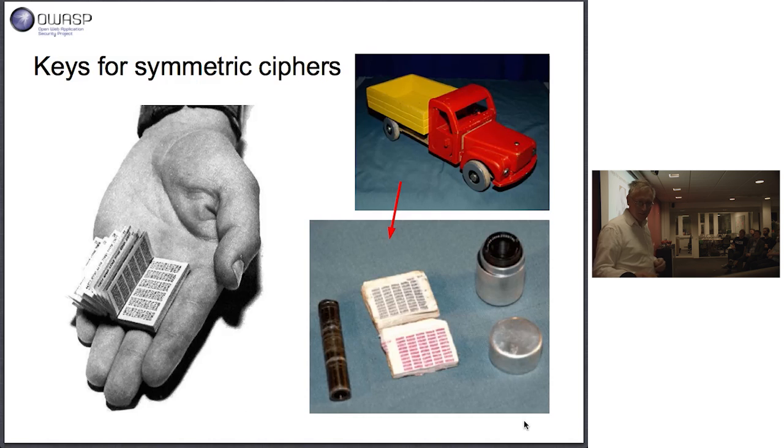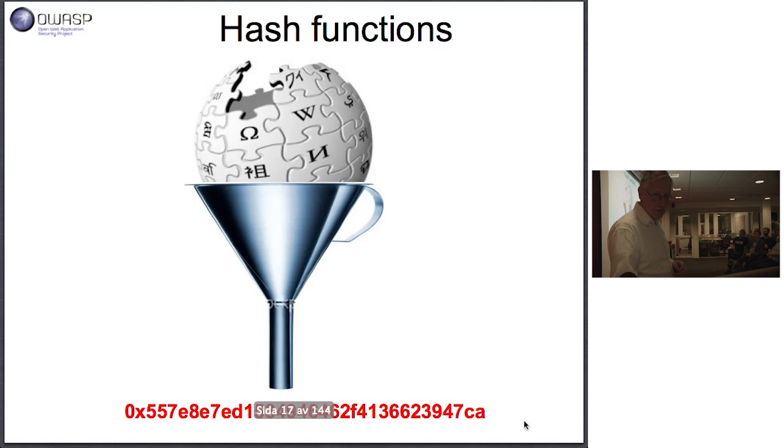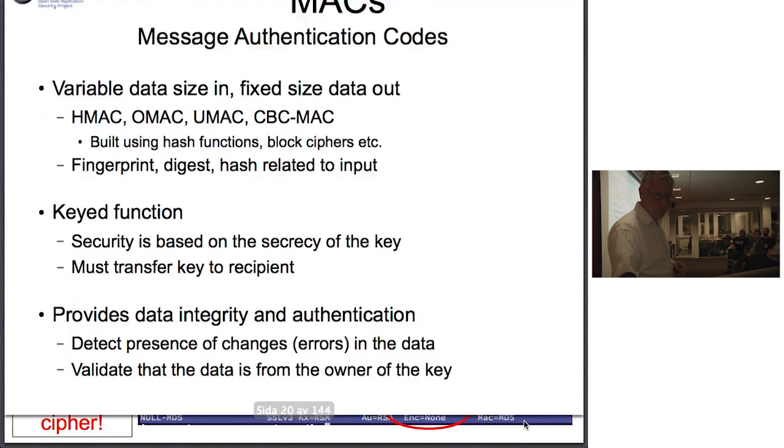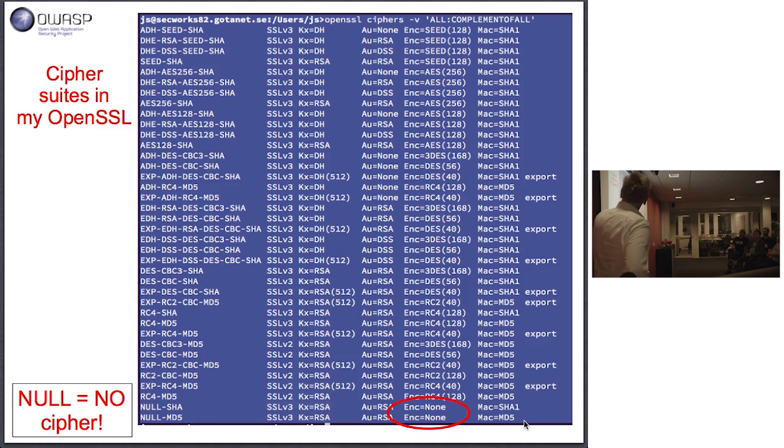Very cool slides. But we skip that, and asymmetric ciphers and hash functions and why they're used, and come into this. This is what Peter talked about: the cipher suites in OpenSSL, for example. This is actually on my machine, and we can see what different ciphers are enabled for protocols and what we use for different algorithms.